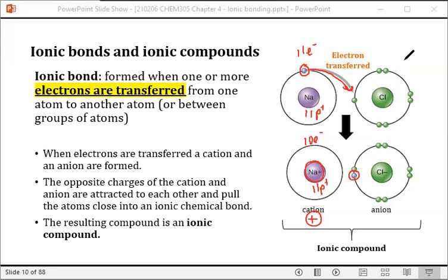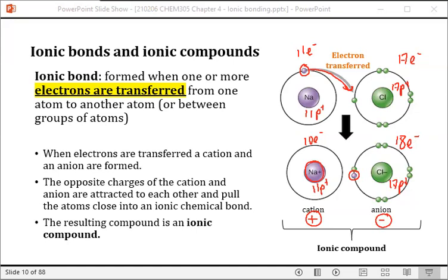So chlorine has atomic number 17. It starts out with 17 protons and 17 electrons. And it ends up with 18 electrons, and it still has 17 protons. So it ends up with a charge of -1. It has one more negative charge than positive charge. So overall, if you add up positive 17 plus -18, you get -1.